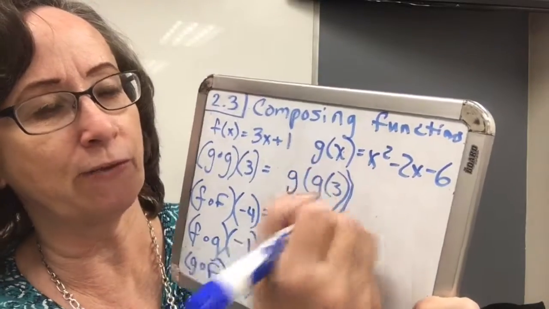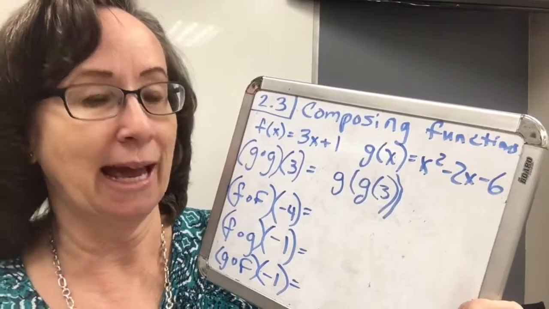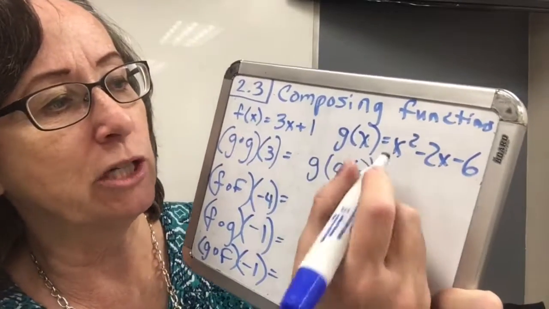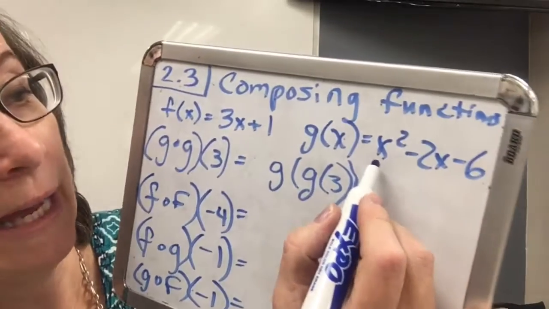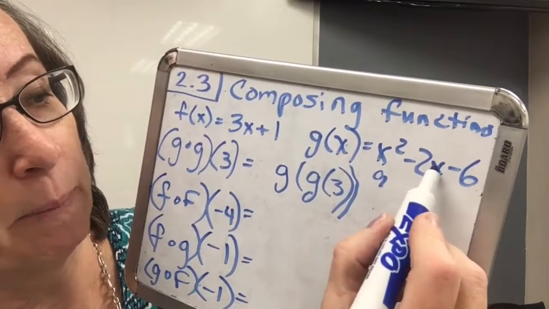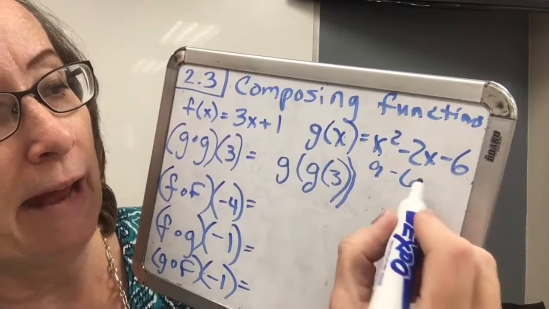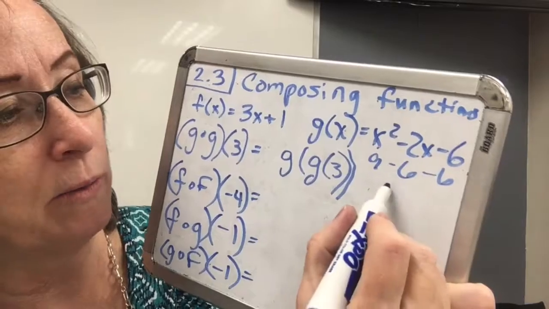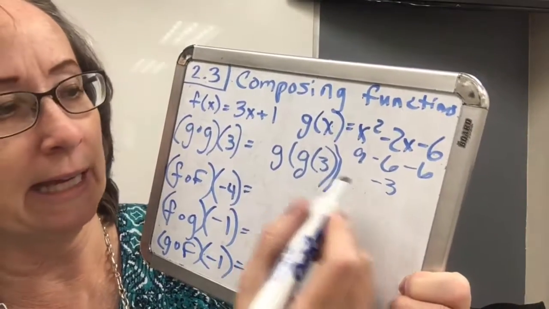So what we need to do is find out what is g of 3 and then use g of 3 as the input for the g function again. So g of 3, when I evaluate, I've got an x squared, and x squared, when I plug in a 3, is a 9. And then I plug in a 3 here and I get a negative 2 times 3, which is a negative 6. And then I already had a minus 6. So that's 9 take away 12, which is a negative 3. So now g of 3 is a negative 3.